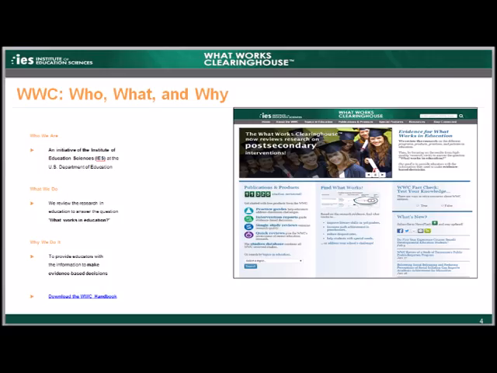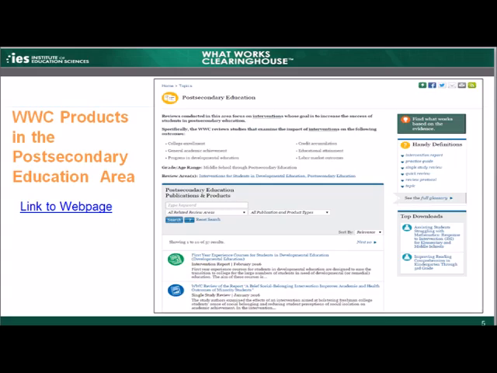Before we move on to how the WWC reviews studies, I want to take a brief moment to discuss some of the WWC products available in the post-secondary area. On the slide, you'll see the web page that lists all of the post-secondary products. Currently, the database houses 37. These range from intervention reports to single study and quick reviews, and these go across a wide variety of topic areas and outcomes. By typing a keyword into the search bar, you're able to find products that pertain to certain outcomes or interventions.